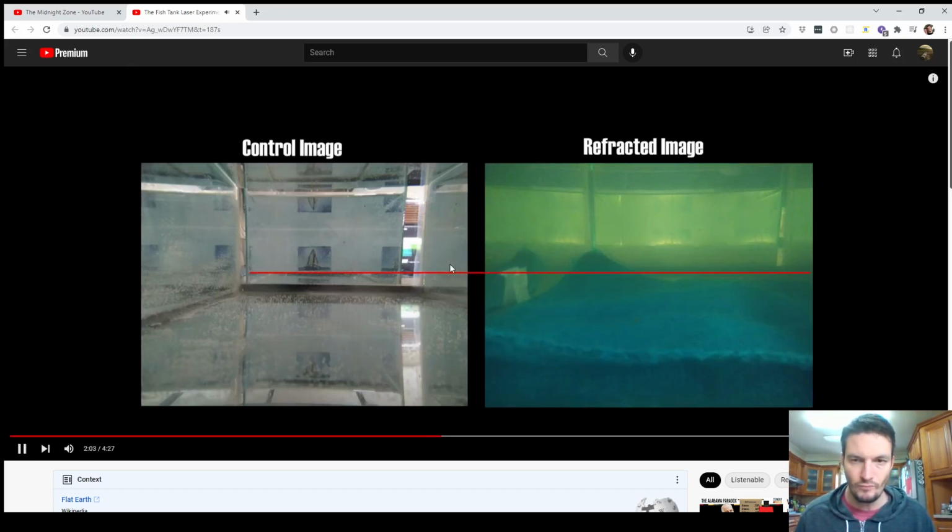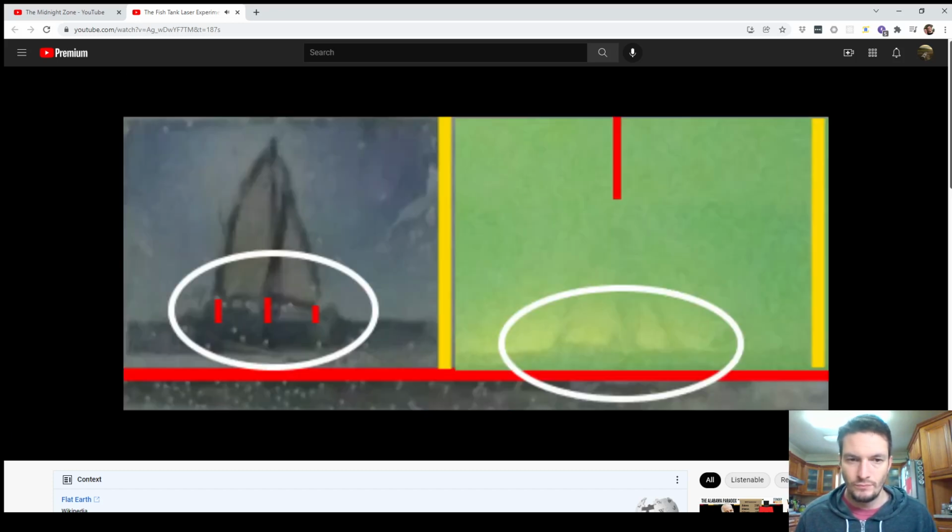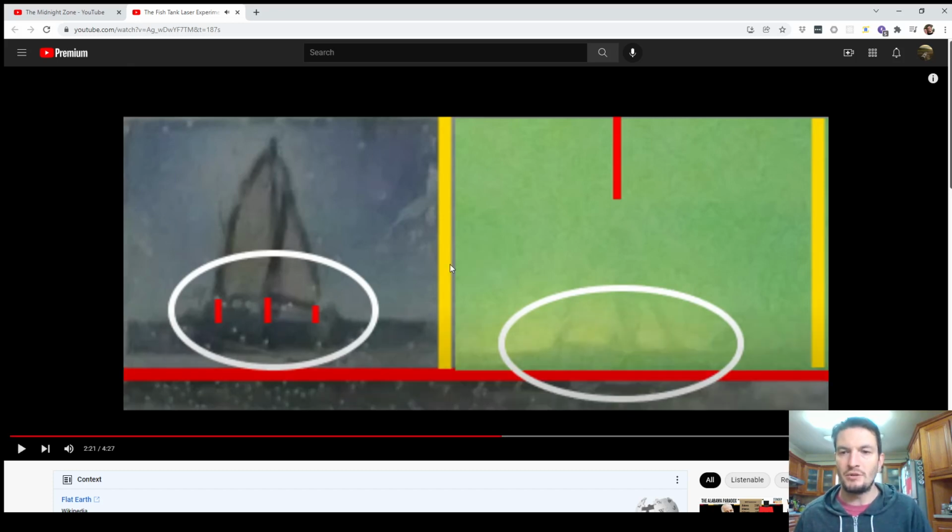Just like we observed in our fish tank experiment. And because of the density gradient, there is more refraction at the bottom than there is at the top. That creates our sinking boat effect. Please notice how the bottom of our sail appears to be touching the surface of the water in our refracted image.